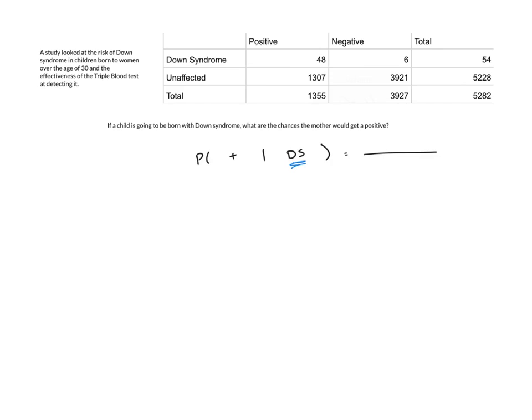Looking at this, the total number born with Down syndrome is 54. On the top, then, I need to go ahead and put the number who were born with Down syndrome and had a positive test result. That is, out of the 54, 48 of them actually had the positive test. So, in total, when I divide these, keeping four decimal places because this is a proportion, I'll have 0.8889, or 88.89%. So, if a child's going to be born with Down syndrome, it looks like for this age group, there's almost a 90% chance that this test will flag that.